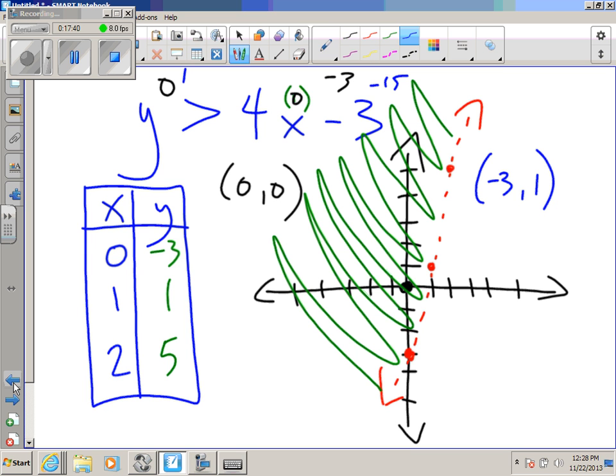Because 0, 0 worked in my inequality, made sense, right? Now I'm going to shade the part of my graph that has 0, 0. And you can't wait to try one on your own.